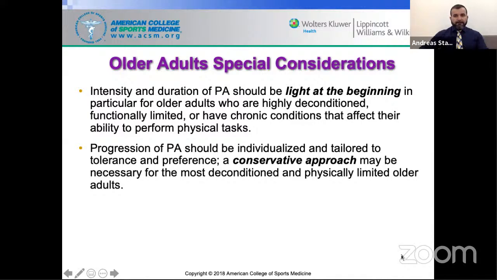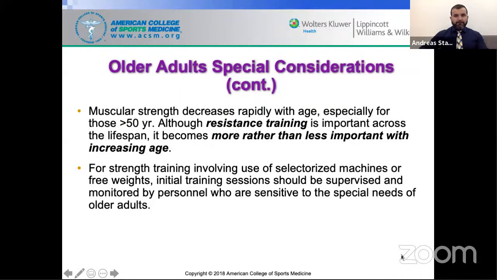Light at the beginning, play it safe, conservative approach, of course. Definitely resistance training because we lose strength above the age of 50. So it could be even more important to do resistance training and aerobic in some of them. Okay.